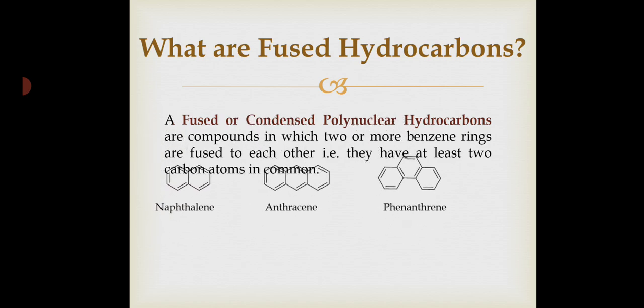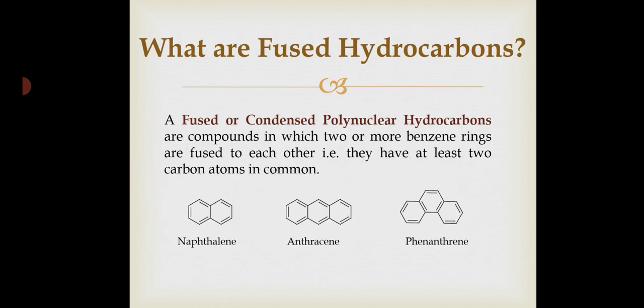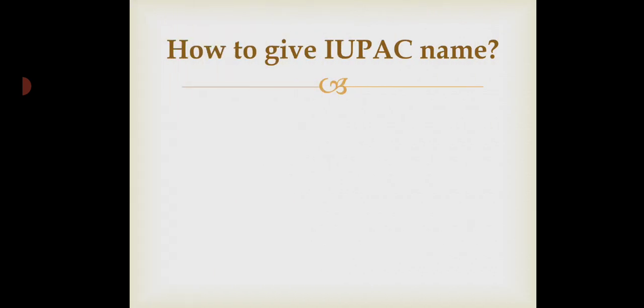For example, naphthalene, when two benzene rings are fused together. When three benzene rings are fused together in a linear fashion, we call it anthracene. When the three benzene rings are fused together in an angular manner, then we call it phenanthrene. Now, how do we give the IUPAC nomenclature for these types of compounds?